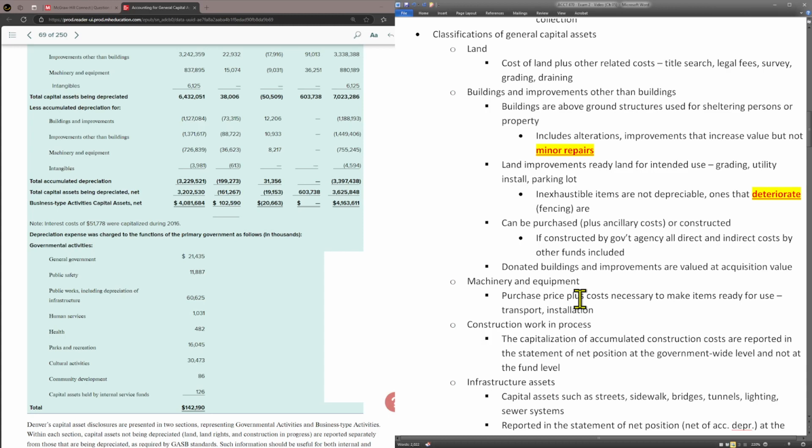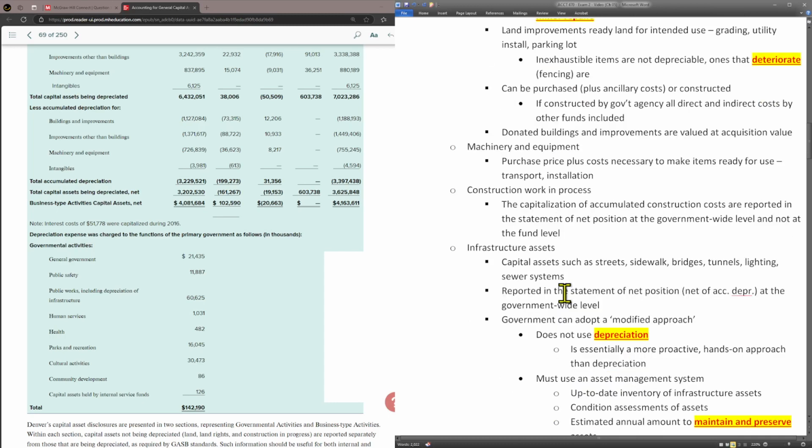Can be purchased or constructed. If you construct it using government agencies, make sure you account for all the direct and indirect costs that the other funds contribute to the project. Doing those interfund transfers is an important thing. Donated buildings and improvements are valued at the acquisition value. Remember, we said acquisition value is the market value. Machinery and equipment, we've mentioned this: purchase price plus any cost necessary to get it ready for use.